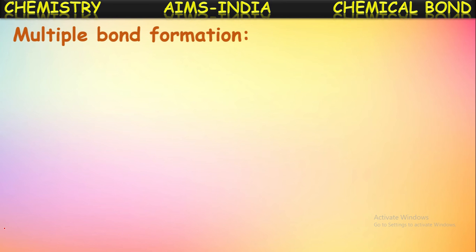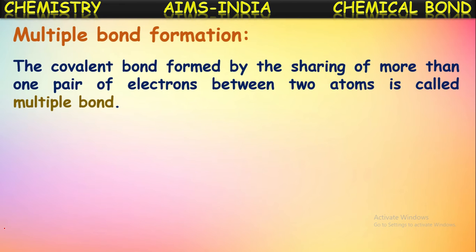First, let us see multiple bond formation, multiple covalent bonds formation. The covalent bond formed by the sharing of more than one pair of electrons between two atoms is called a multiple bond. Generally, we said a covalent bond is the chemical bond formed between two atoms by mutual sharing of a pair of electrons, which is also called a single covalent bond or single bond. If two atoms share more than one pair of electrons, like two pairs or three pairs of electrons, then the bond formed between them is called a multiple bond.